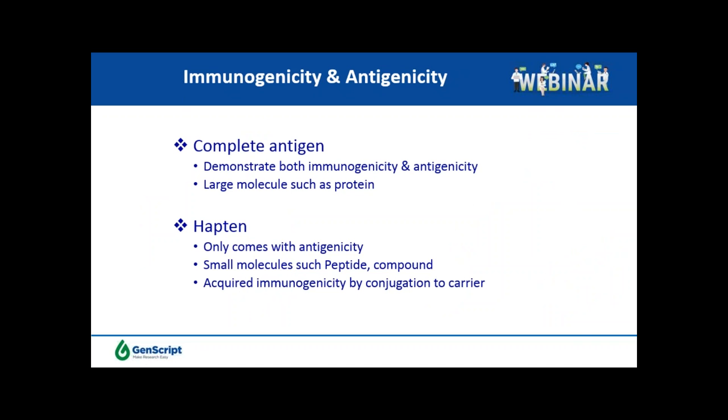These two terms, immunogenicity and antigenicity, help distinguish between the definition of complete antigen and haptens. A complete antigen demonstrates both immunogenicity and antigenicity. A typical example would be a full-length protein. On the other hand, a hapten only comes with antigenicity. Some examples of haptens include chemical compounds and small peptides. However, haptens can be converted to complete antigen by conjugation with larger size carriers. This is a common technique to raise antibodies against hapten. In fact, GenScript will normally conjugate haptens with KLH or BSA before injecting into animals to obtain better immune responses.